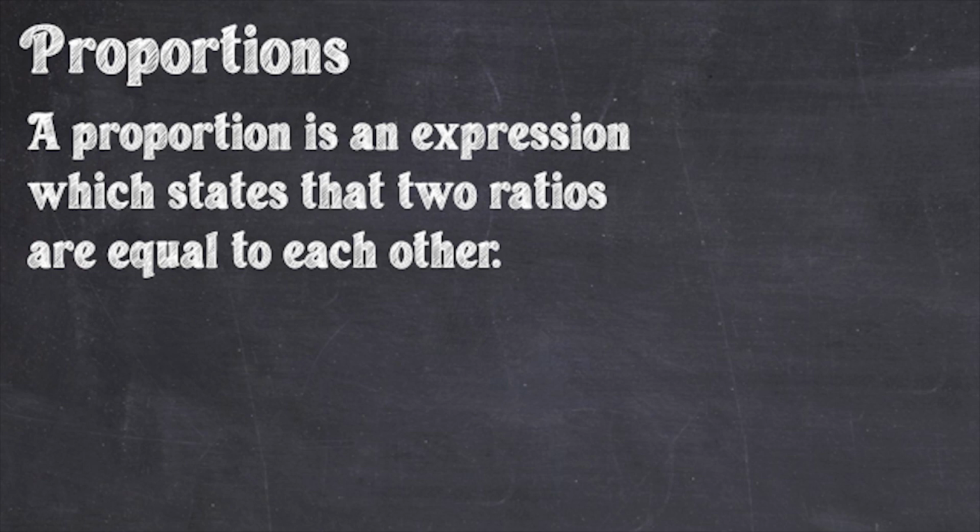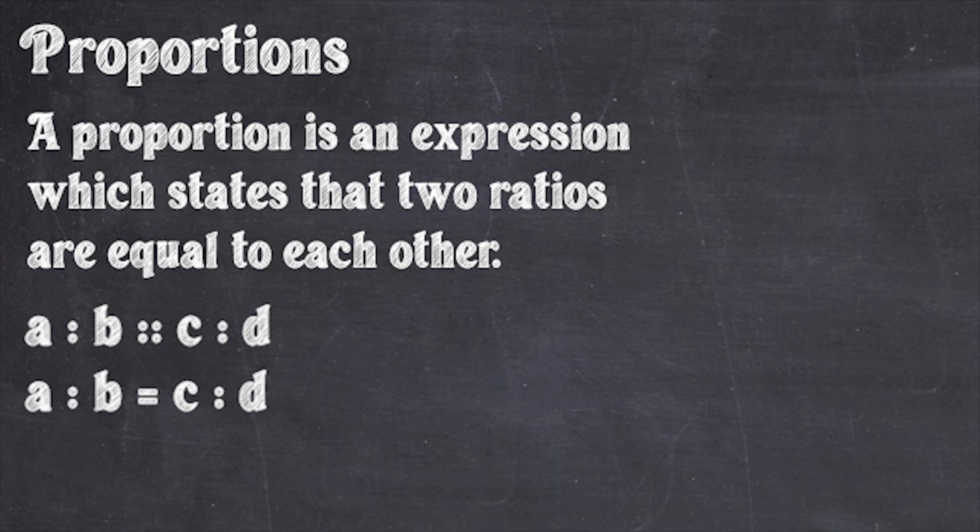To show that the ratios A to B and C to D are in proportion to each other, we write them like this. A to B is equal to C to D. The double colon and equal sign mean the same thing when used to write out proportions. The 2 ratios are equivalent.